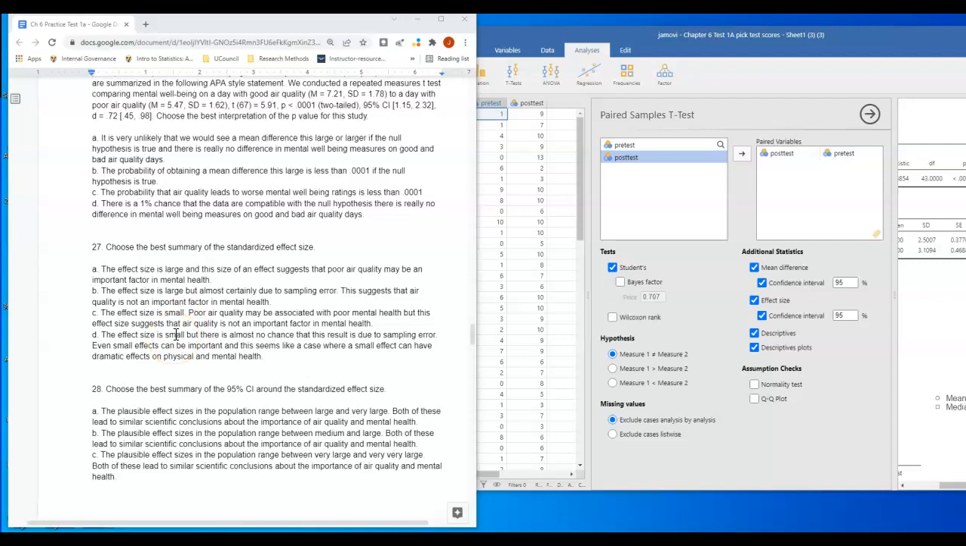Next, choose the best summary of the 95% confidence interval around the effect size. Our confidence interval around the effect size is from medium to large, right? So we're 95% sure that the true effect size in the population is somewhere between medium and large. So the plausible effect size in the population ranges from medium to large, right? So that would be B. And these both lead to very similar scientific conclusions. Both would suggest that air quality is an important thing to consider with mental health.